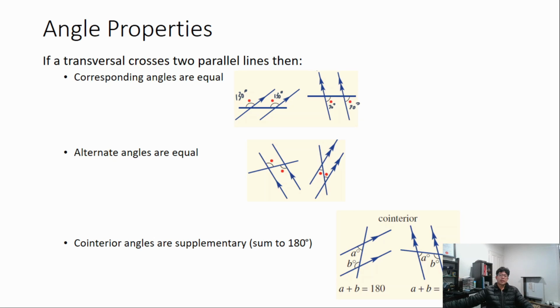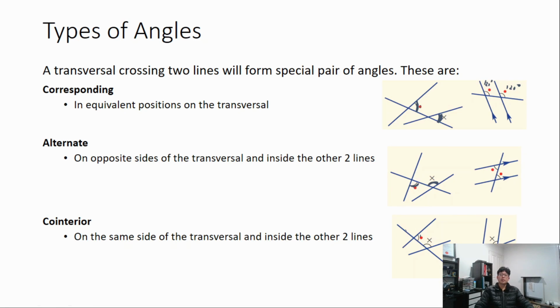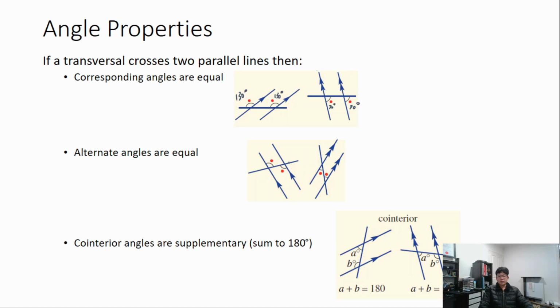Alright, so our next angle property is to do with alternate angles, and that is that alternate angles are always equal. So as we said before, alternate angles are on opposite sides of the transversal and inside the other two lines. So once again, they're on opposite sides, but inside the two lines. These two angles there will be equal. Same with these two. These are known as alternate angles.